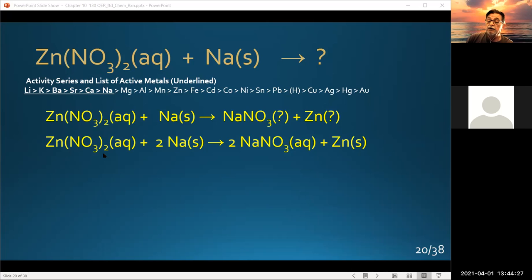And then I went through the scenario of balancing the equation. In this case, we followed the polyatomic ions, so we can balance it out, and by default everything just fell into place.